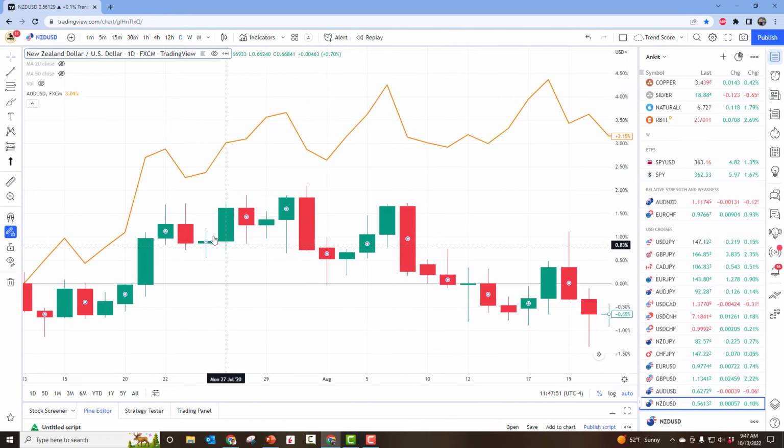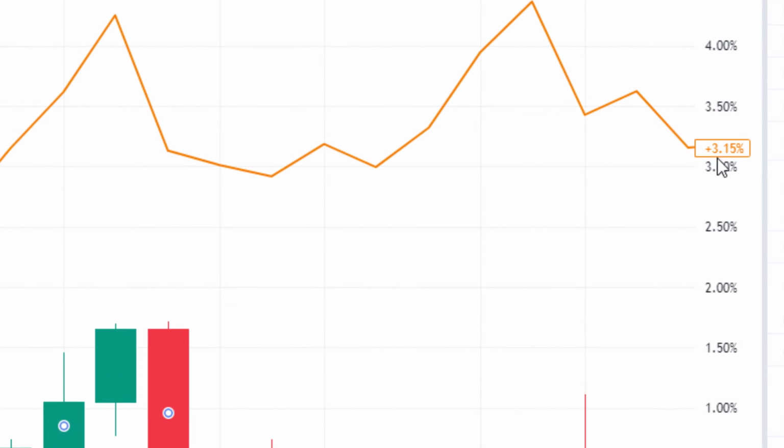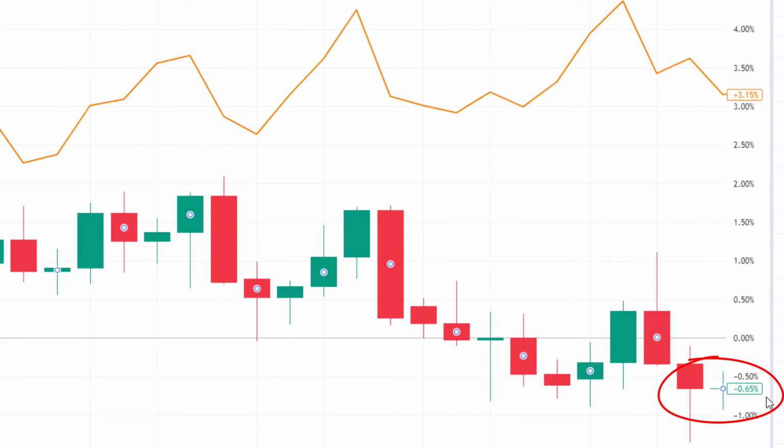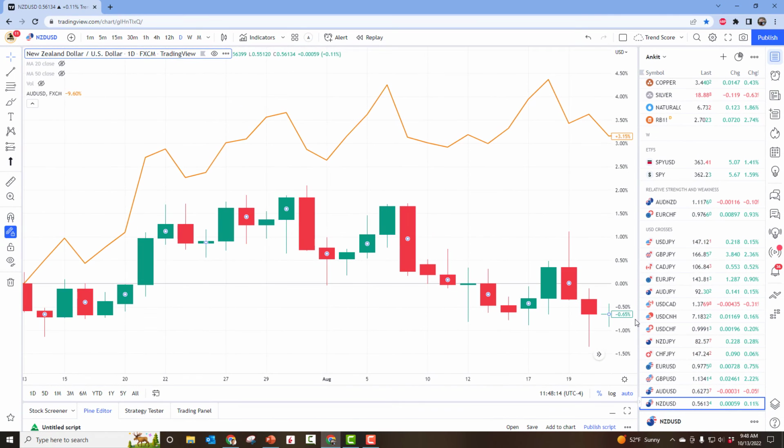So as the Aussie continued to go higher, the Kiwi started to work its way lower. Now take a look at these percentages here. This here is 3.15%, and this is negative 0.65. This is over about a month of time. So this is about a 3.7% difference between these two currencies. That's a huge move. That's a really great trade. We always talk about when we see these correlations break down, they can be really good opportunities for traders to jump on and grab some pips.